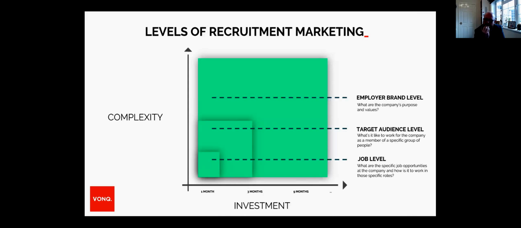That's a really good question, and it's quite interesting actually, because what I do tend to see is that companies with such a high complexity tend to struggle with getting things right with employer brand level and also target audience level.